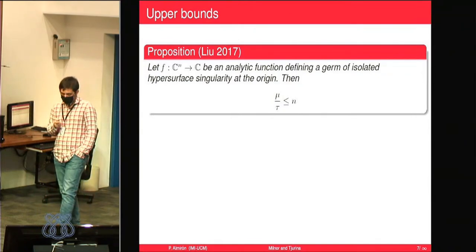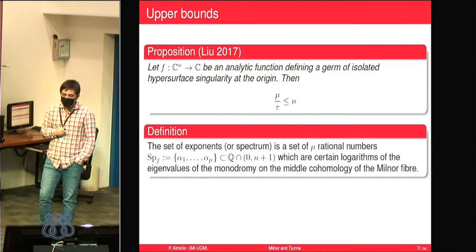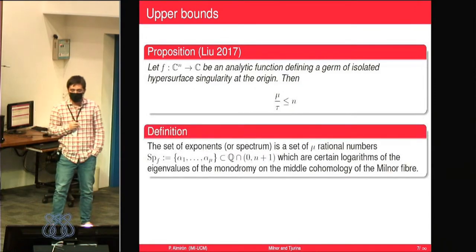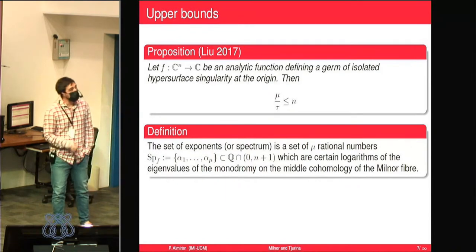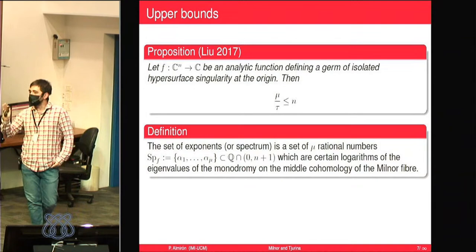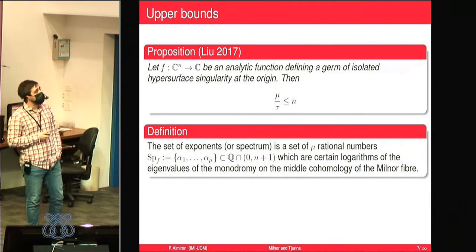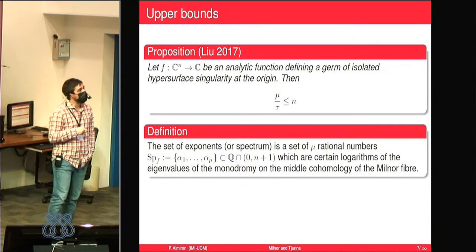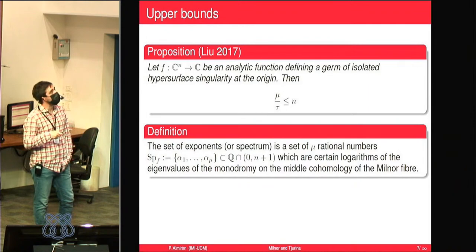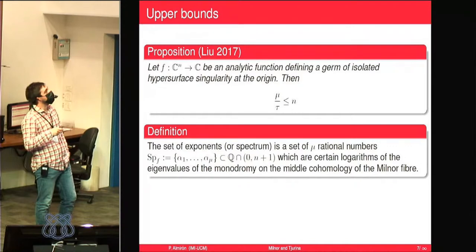And first, let me introduce another invariant of the singularity, that is the singularity spectrum, or the exponents. This definition is quite complicated. Please forget about that, but just know that there is a set of invariants defined like this. We have mu, where mu is the Milnor number, rational numbers. These rational numbers lie in the interval (0, n+1), where n+1 is the number of variables, sorry. This is C^(n+1), so here n+1.